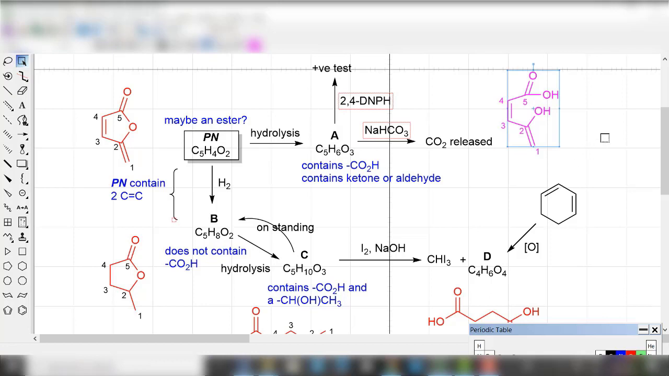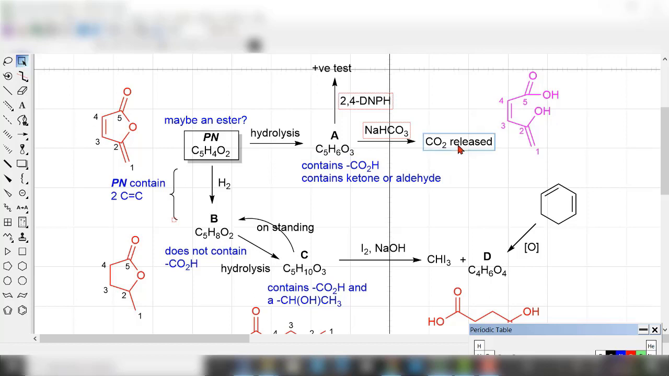What do you notice? It fits the carboxylic acid, but it doesn't have a ketone or aldehyde. Why does it fit carboxylic acid? Because CO2 is released. The only part that doesn't fit is the 2,4-dinitrophenylhydrazine test. But we can easily solve that particular problem, because do you realize something unique about this structure?